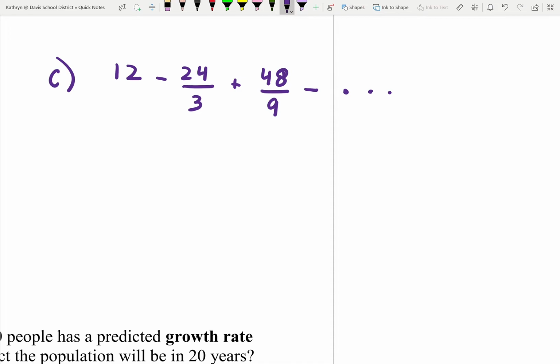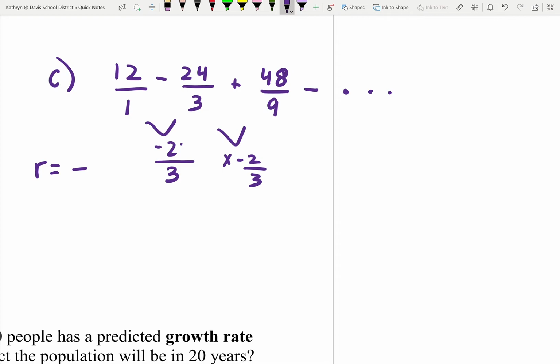My signs are alternating, right? If the signs are alternating, then I know my ratio is a what? A negative, okay? This is 12 over 1. What do I multiply by 12 to get a negative 24? Negative 2. What do I multiply by 1 to get a 3? A 3. Let's see if it works again.